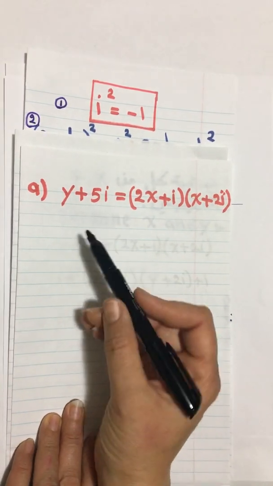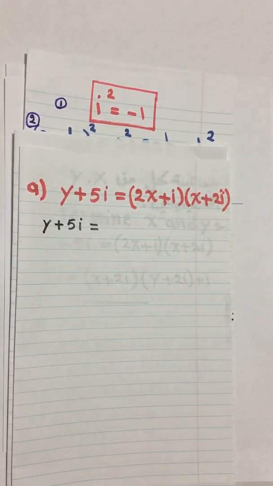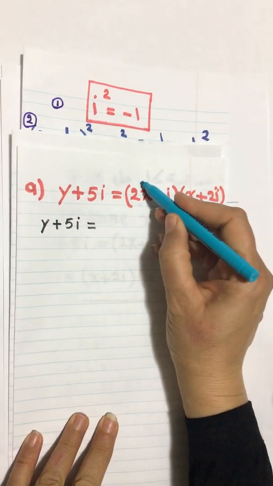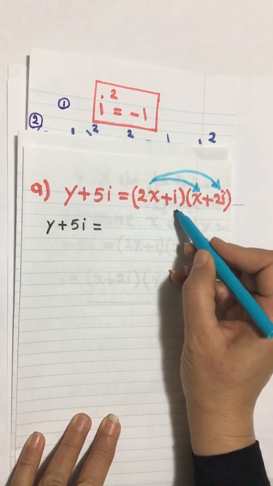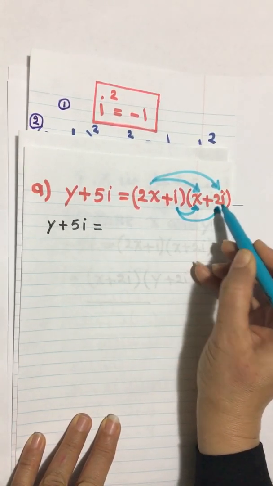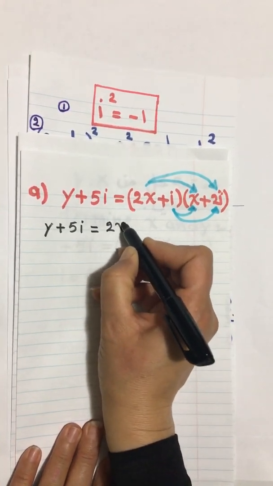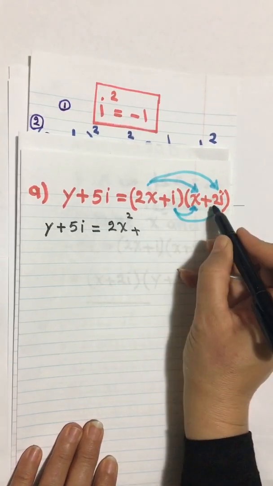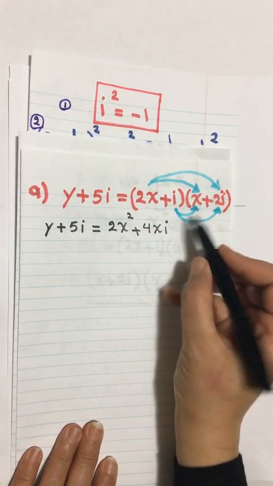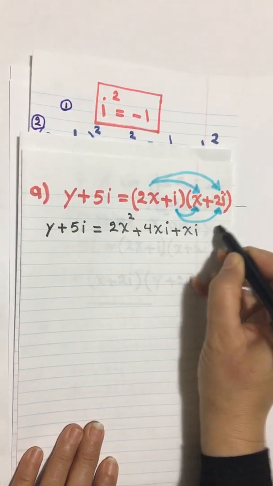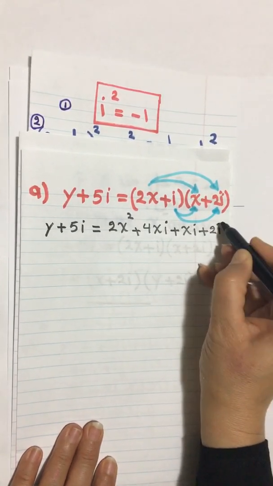y plus 5i. And write down y plus 5i equals. Now I can multiply. راح أضرب 2x times x و 2x times 2i, و i times x and i times 2i. 2x times x, 2x squared, plus 2x times 2i, 4xi. Now i times x, plus xi, plus i times 2i, 2i squared.